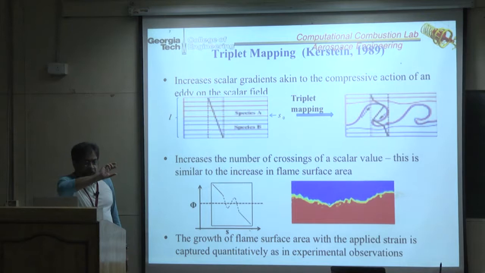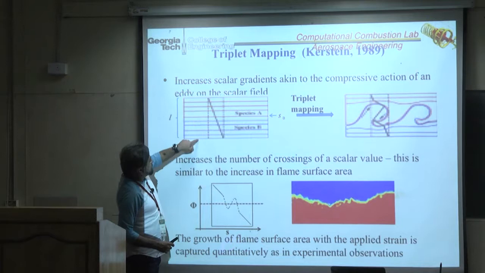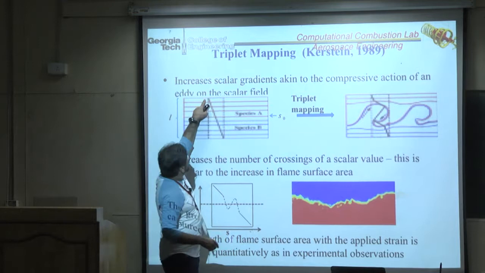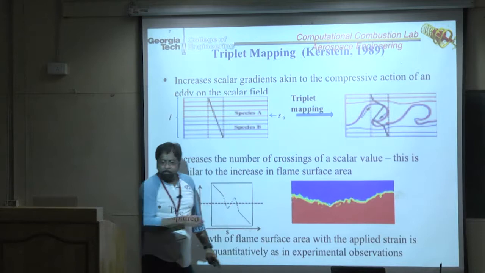Let's say you have a scalar gradient. This is a subgrid line. Let's say it's a 1D line. The scalar gradient looks like that. You have a turbulent eddy that has instantaneously attacked this, like it rotated this structure. So if you think about this, this now becomes like that. Like the eddy has turned over. What it is doing is called the triplet map, and it looks like something like this.